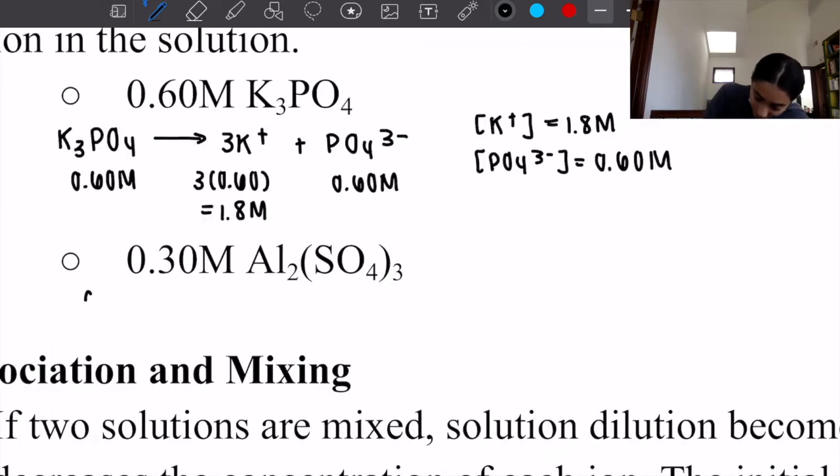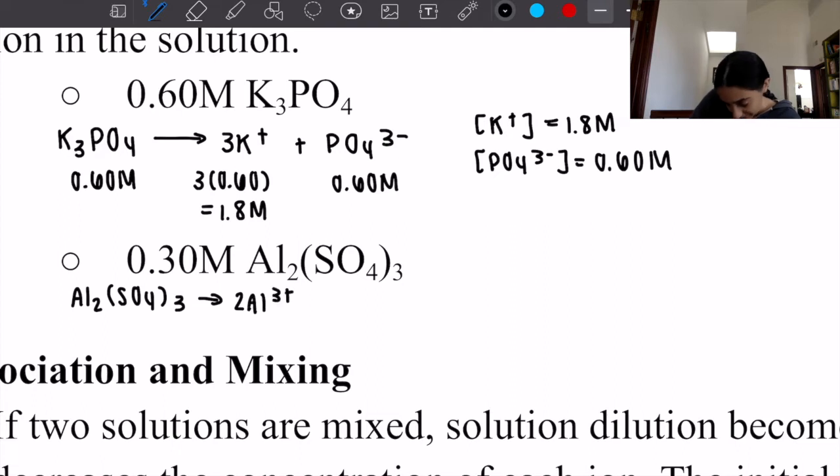Now let's try 0.30 molarity Al2SO4. So there are now going to be coefficients in front of both of the ions, because both aluminum and sulfate have subscripts. So I'm going to write out my dissociation equation again. So Al2SO4 is going to yield 2Al3+ plus 3SO4 2-. I'm going to write my concentration of the solution, which is 0.30 molarity.